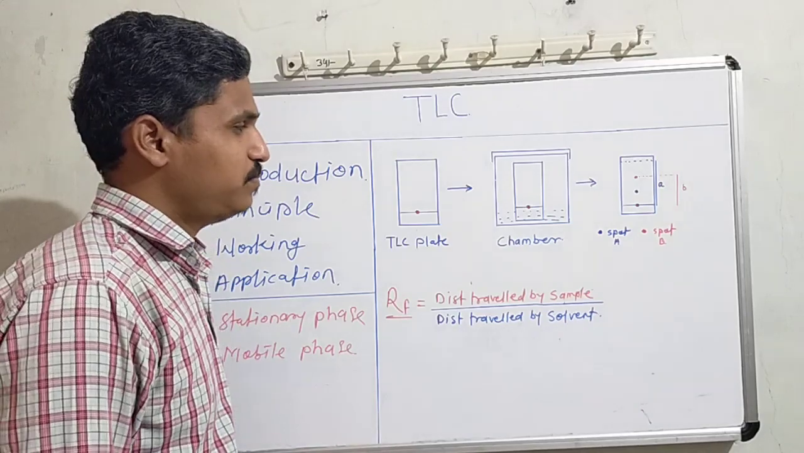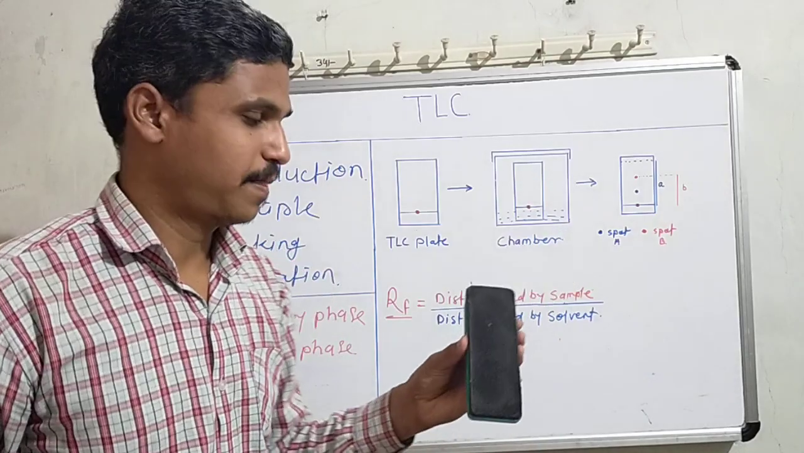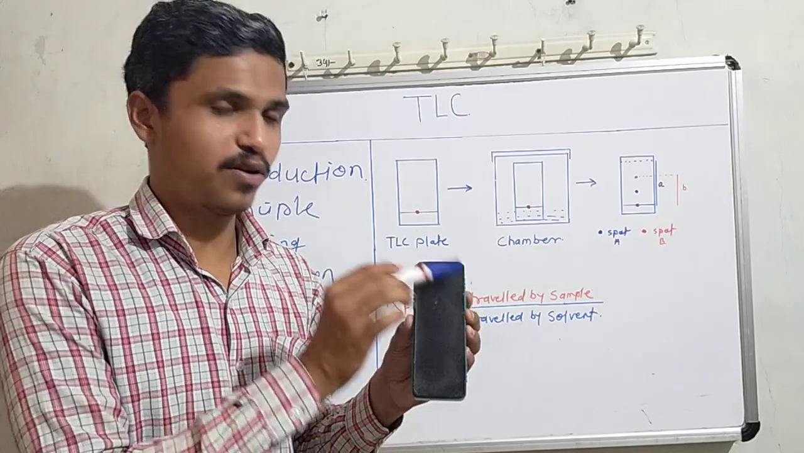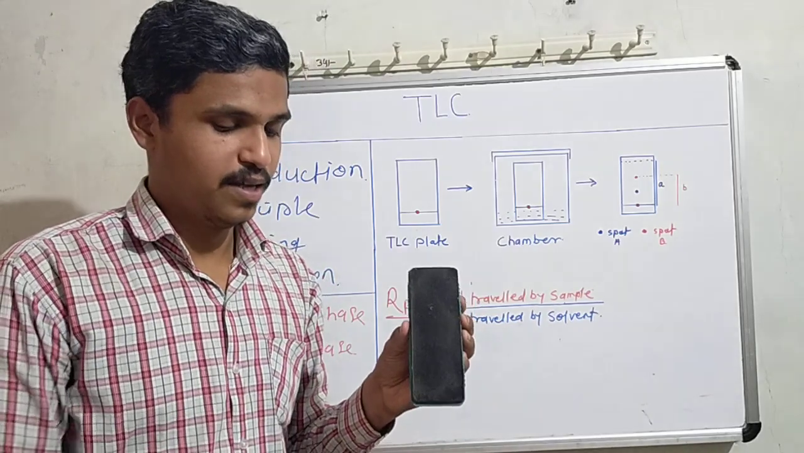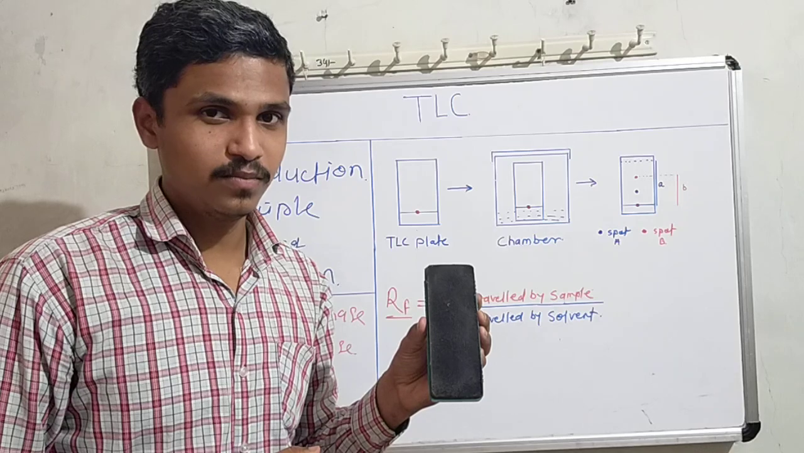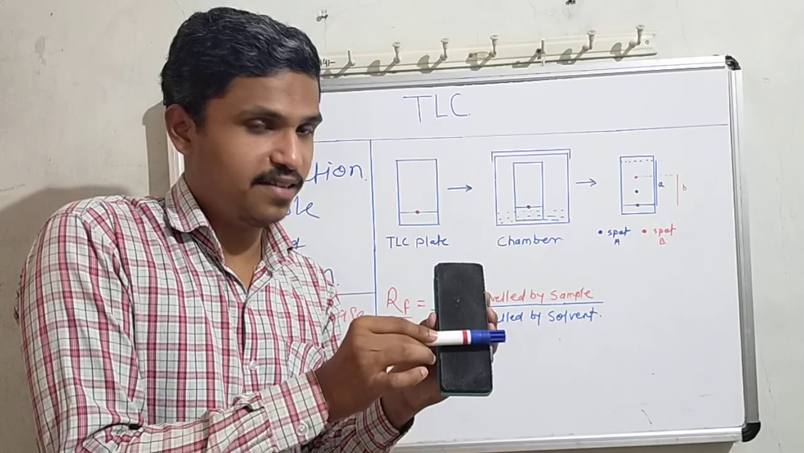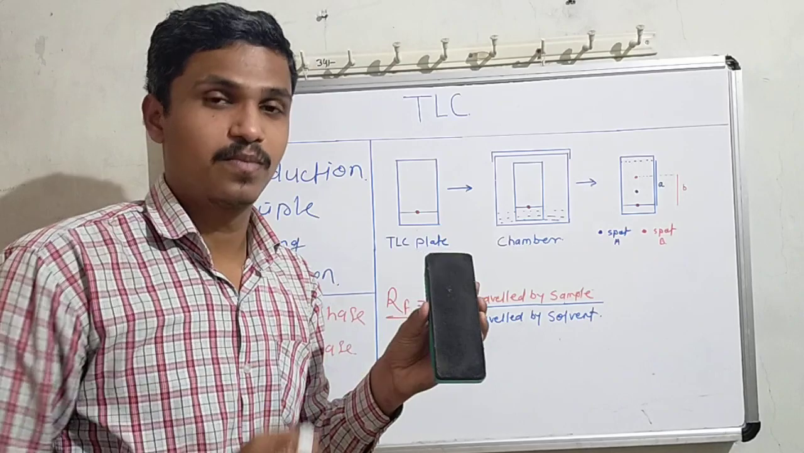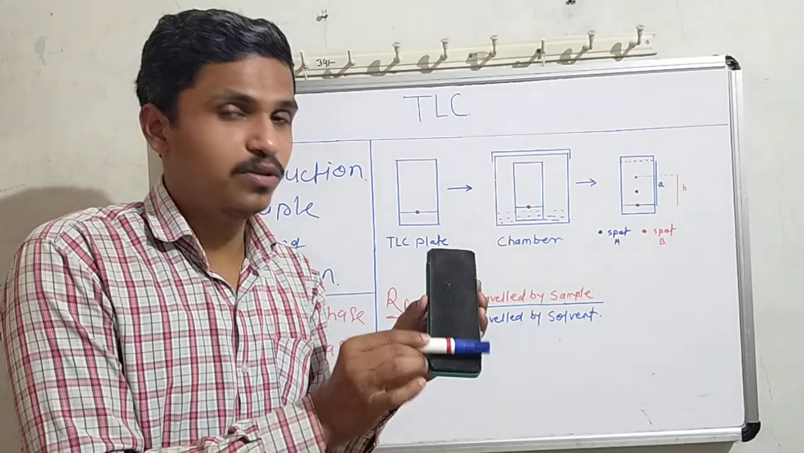Very simple. Suppose this is the stationary phase, which is silica gel. This is called the TLC plate. On that, silica gel is present, which is highly polar. This is the solvent, which is non-polar. When the mobile phase travels along this TLC plate, whatever mixture is spotted on the TLC plate travels with this mobile phase.